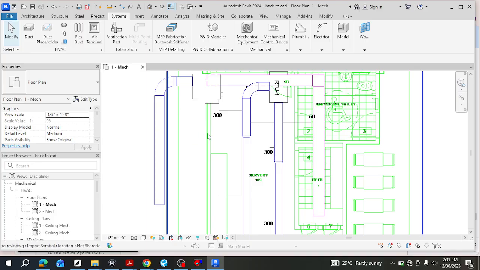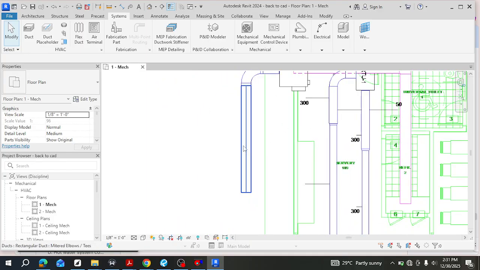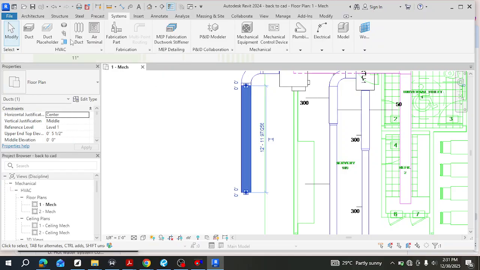Okay, so that is it. So let's split this one. This is a duct. Let's select it. It's a duct.